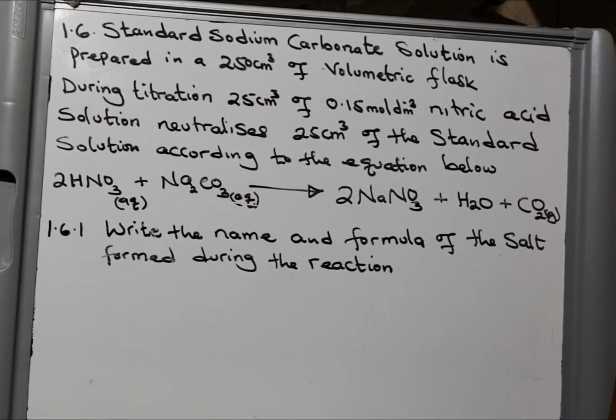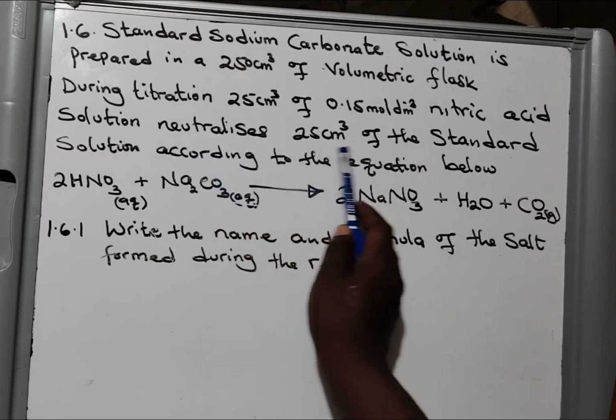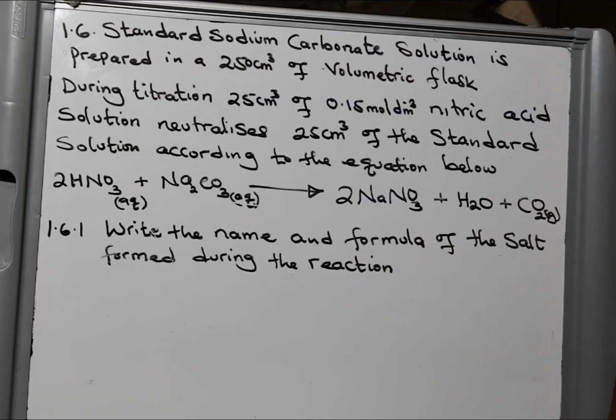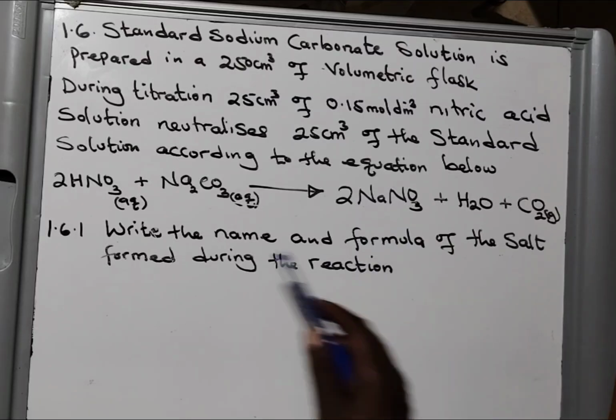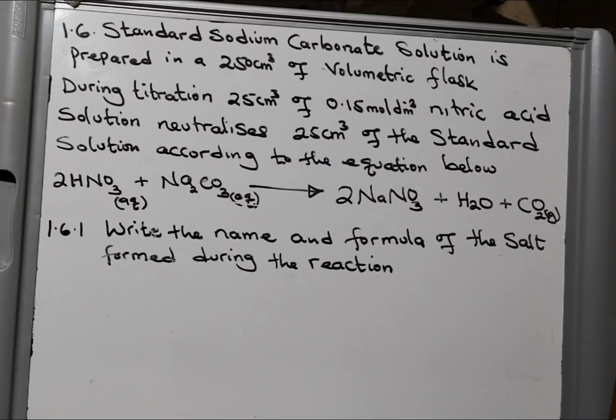So we are looking at this question. It says a standard sodium carbonate solution is prepared in that volume, 250. So during titration, 25 of nitric acid with the concentration of 0.15 moles per cubic decimeter is neutralized by 25 of our standard solution. The reaction given is between nitric acid and sodium carbonate, giving you these products.